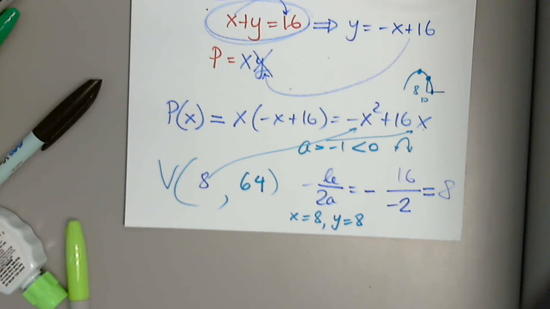Yes, please. So the y of the vertex is the product of x, y? Yes, because that's the function we created. Yes. So the answer to the problem is the maximum product is 64 of two numbers who add up to 16 when x is 8 and y is 8.